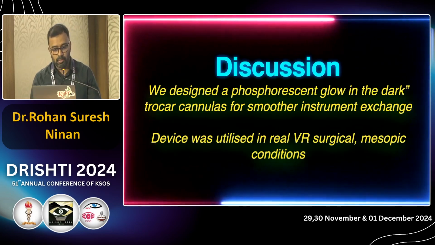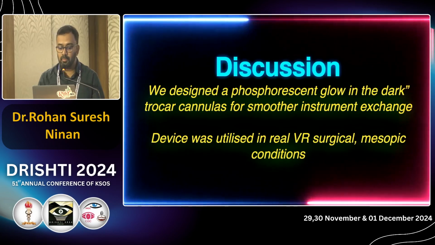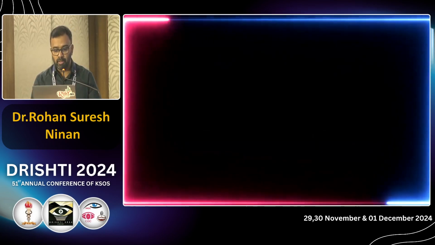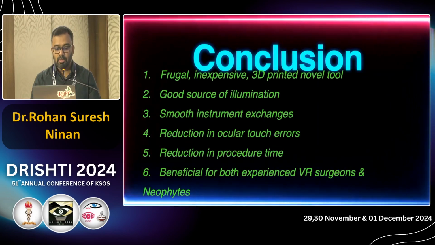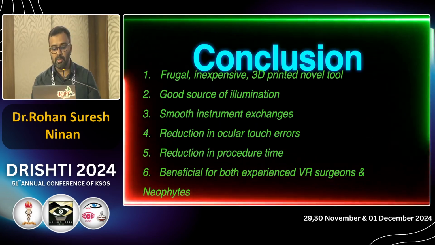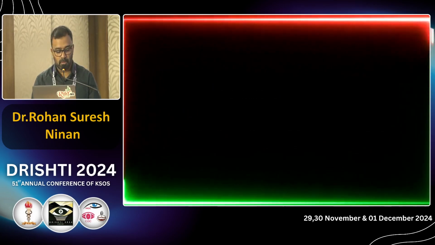So we designed a phosphorescent glow-in-the-dark trocar cannula for smoother instrument exchange, and this was utilized in real-time VR surgeries. So this was a frugal, inexpensive 3D printed novel tool with a good source of illumination, with smooth instrument exchanges, reduction in ocular touch errors, and reduction in procedure time, and was beneficial to both the experienced surgeon and the neophytes.